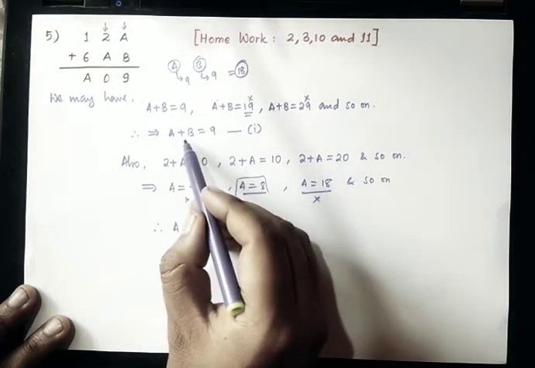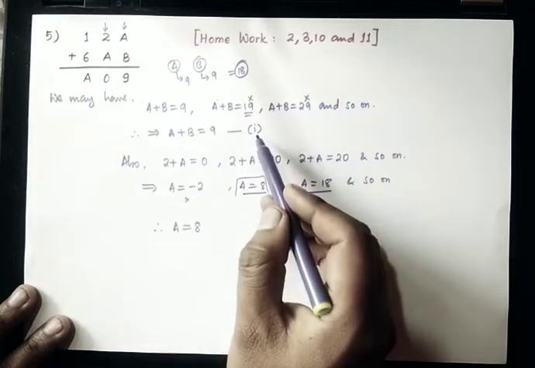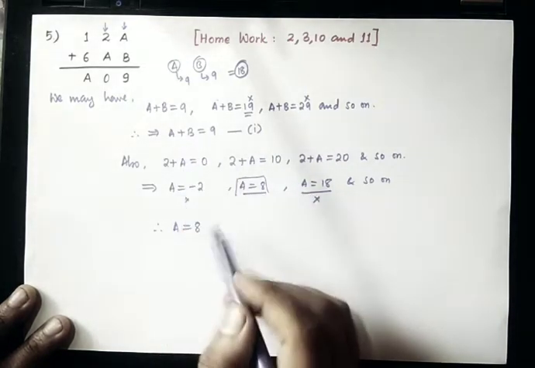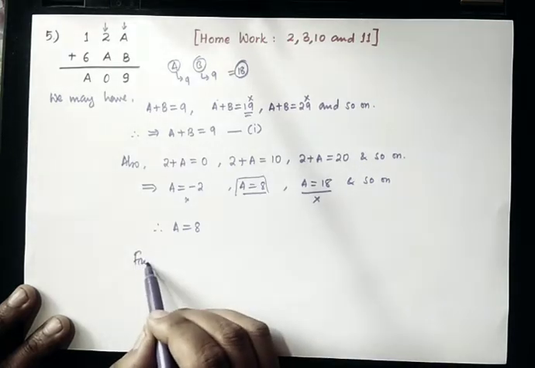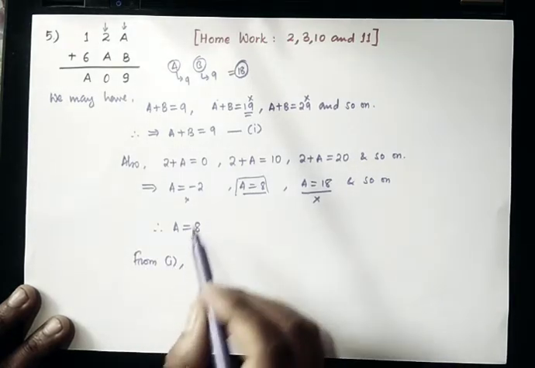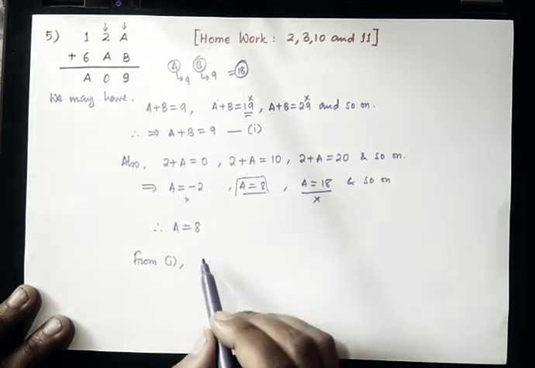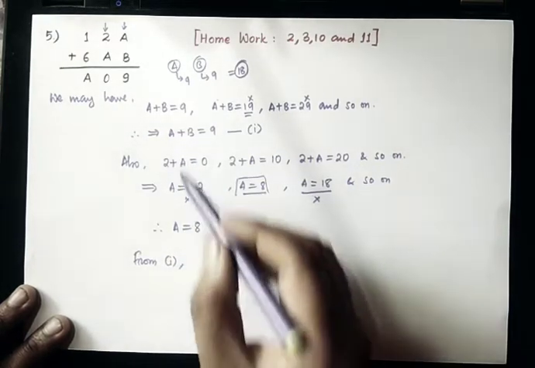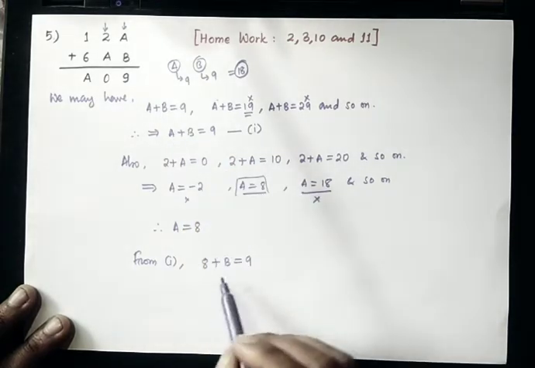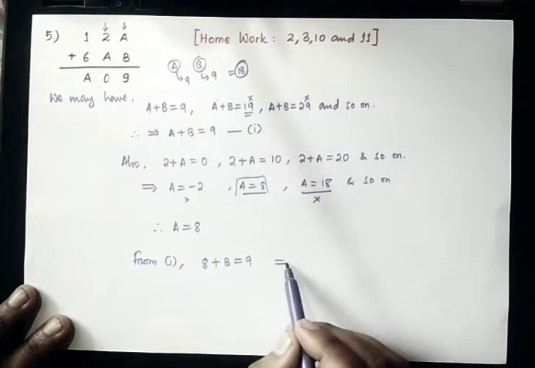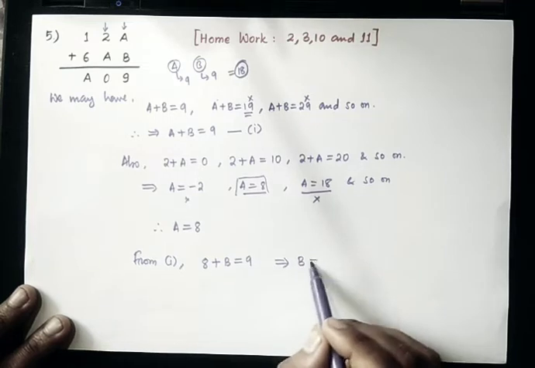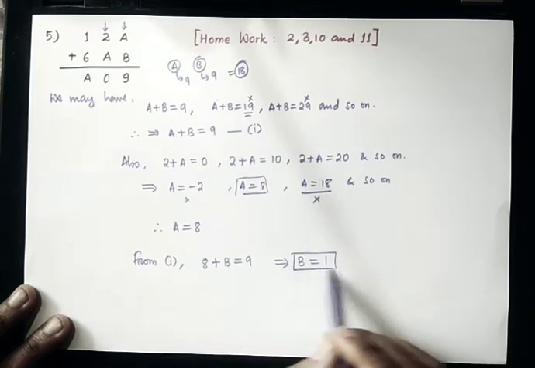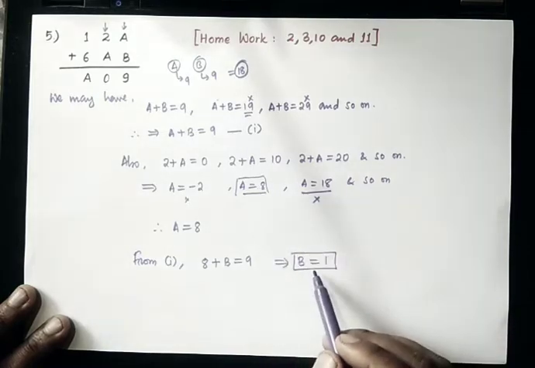Now we'll use equation 1 to find the value of B. So from 1 we have A is 8, plus B equals 9, right? Instead of A I have written 8, and from here what is the value of B? From here B will be 9 minus 8, which would be 1, right? So we got the value of A to be 8 and B to be 1.